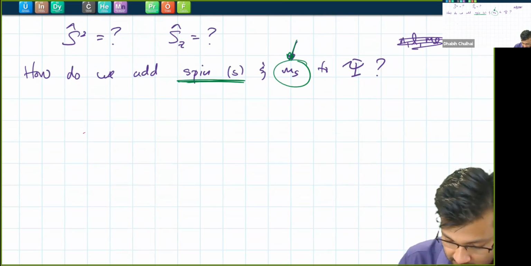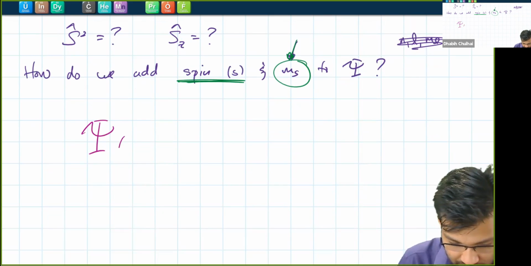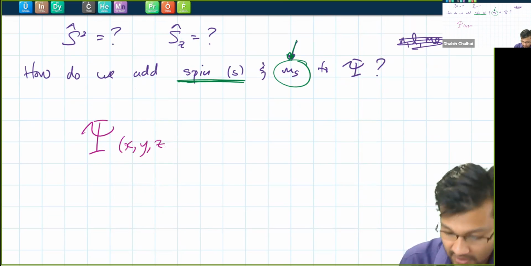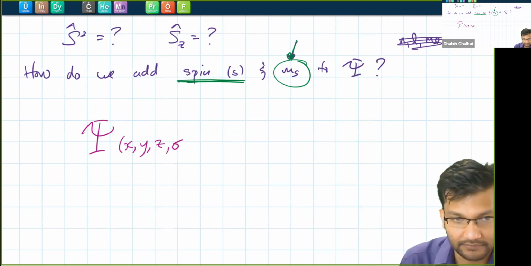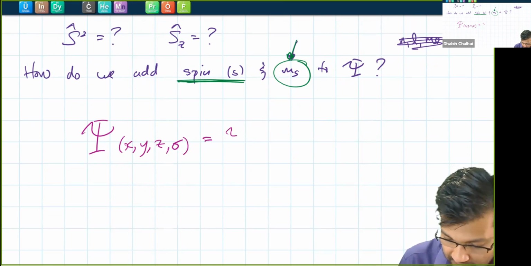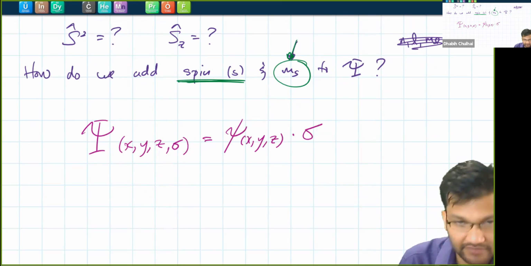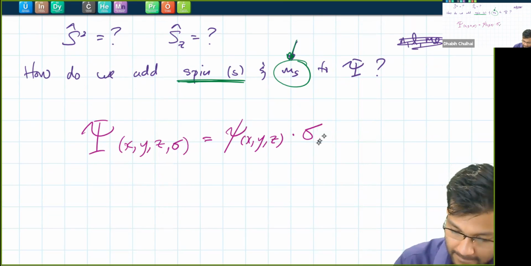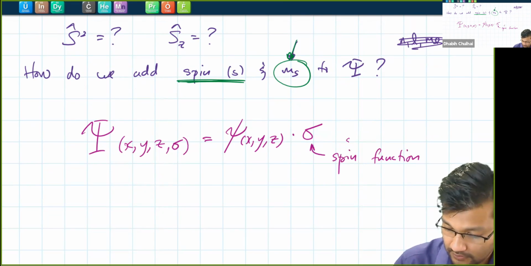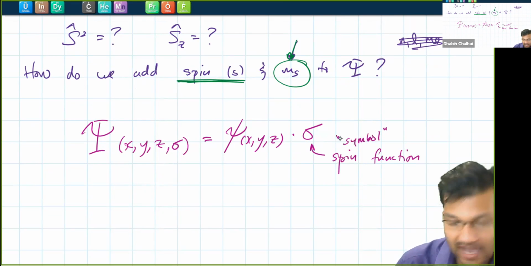So what we're going to do is say the total wave function, which depends on the x coordinate, the y coordinate, and z coordinate of the electron, also depends on the spin of the electron. And we're going to say that that depends on a wave function that only depends on the x, y, and z coordinates times the spin function. So this is a spin function. And again, it's just a symbol. We don't actually have a function to represent the spin. It's just a symbol for a function.